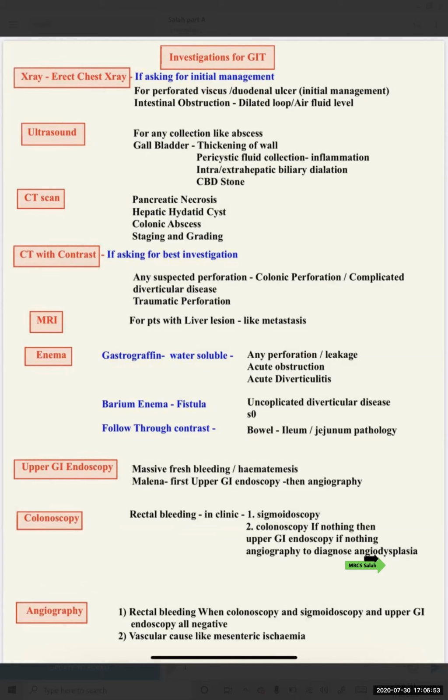But if the patient has rectal bleeding and I found upper GI endoscopy and colonoscopy negative, I will go for angiography, for angiodysplasia. What is the role of angiography? When upper GI endoscopy and colonoscopy are negative and the patient has massive rectal bleeding, I will go for angiography. Plus vascular causes: if the patient has any signs of mesenteric ischemia, CT angio for arterial causes, like I discussed already in vascular.